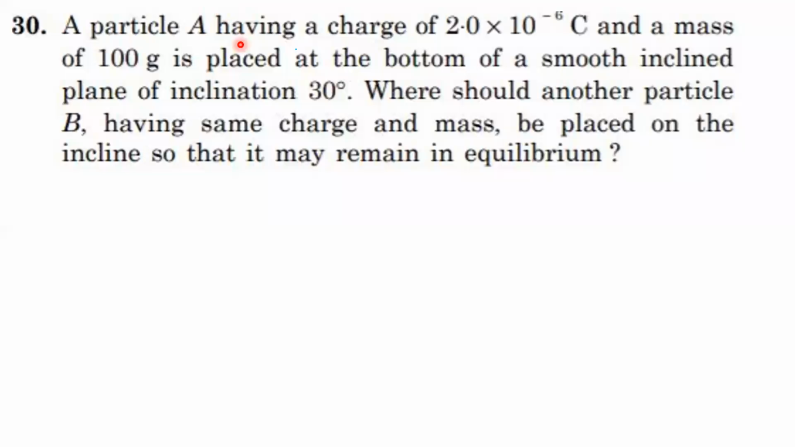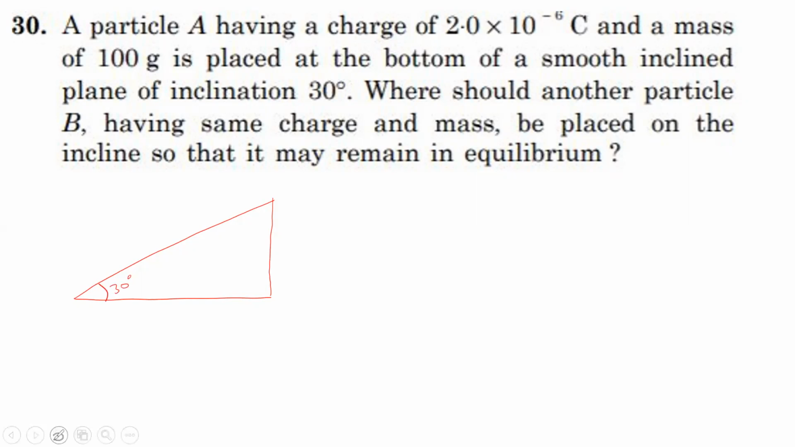A particle A having a charge of 2 into 10 power minus 6 coulomb and a mass of 100 gram is placed at the bottom of a smooth inclined plane of inclination 30 degree. Where should another particle B having the same charge and mass be placed on the incline so that it may be in equilibrium? Now let us take an inclined plane. Angle of inclination given is 30 degree.